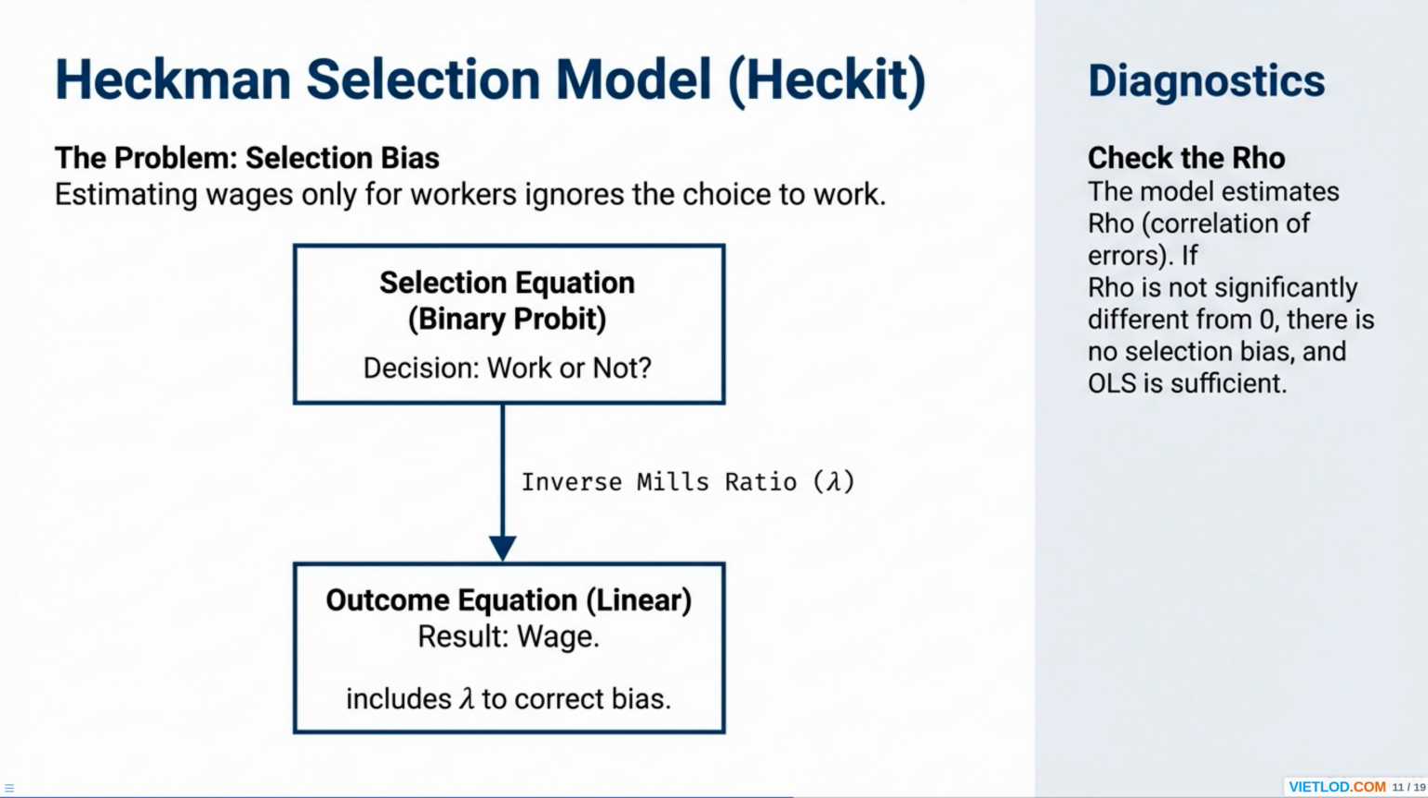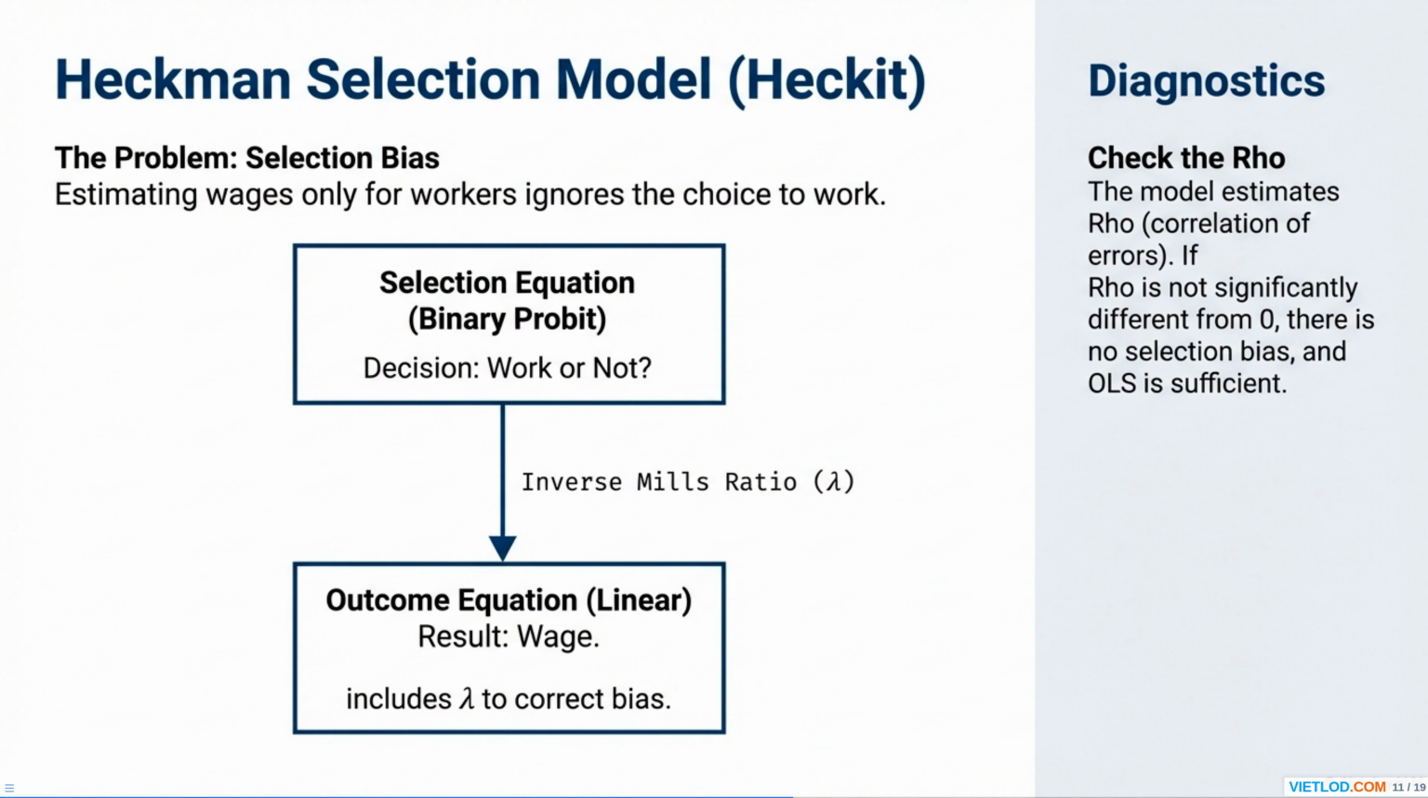The Heckman selection model, often called Heckit, is crucial for addressing selection bias. This bias arises when we only observe an outcome for a non-random subgroup of the population. A classic example is estimating wages. We only observe wages for individuals who choose to work, not for everyone. If the decision to work is systematically related to factors that also influence wages, a simple OLS regression on just the working sample will produce biased results.